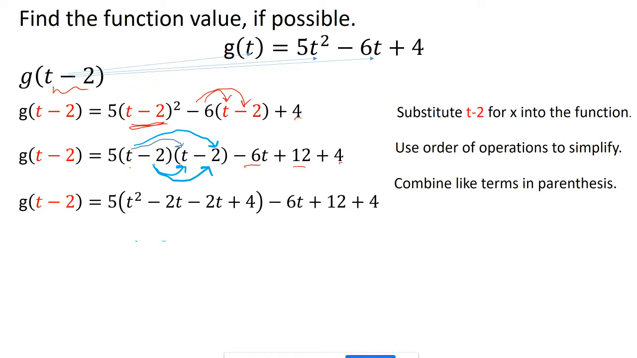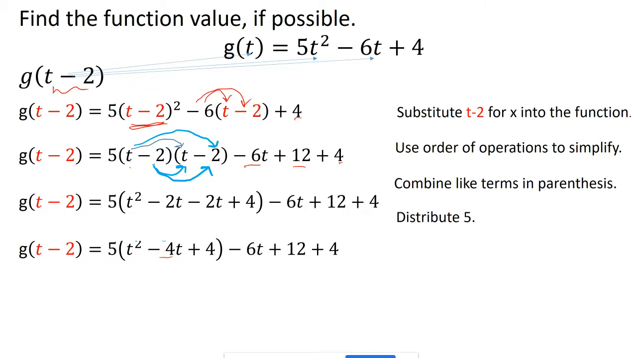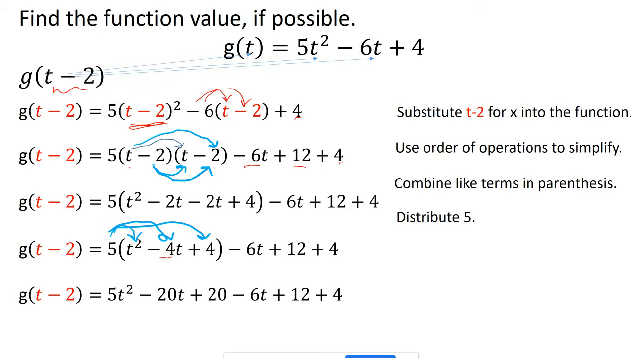Then we're going to combine the terms in the parentheses. So negative 2t minus 2t is negative 4t. And then we're going to distribute the 5. So we multiply 5 into every term in the parentheses. So we get 5t squared minus 20t plus 20 minus 6t plus 12 plus 4.